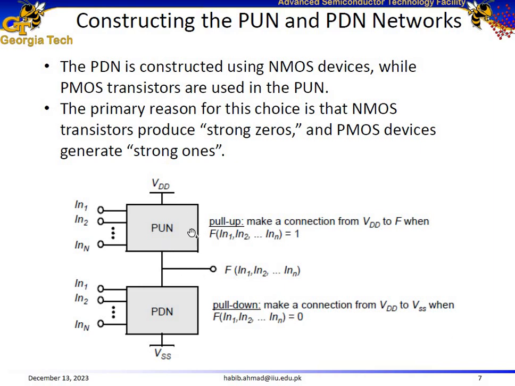If we use NMOS transistors in the pull-up network, we cannot pull the output all the way up to VDD. Similarly, if we use PMOS transistors in the pull-down network, we cannot pull the output all the way down to 0 volts.